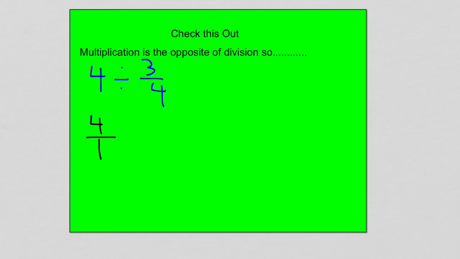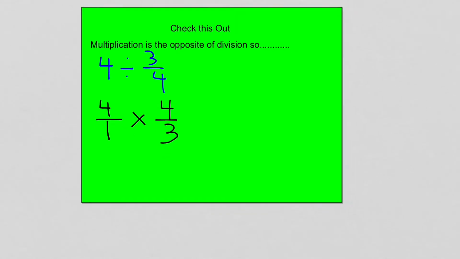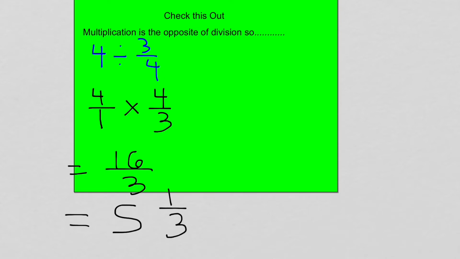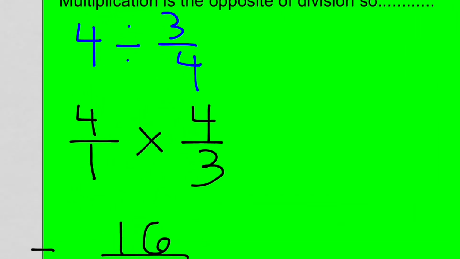4/1 times, flip the last fraction to 4/3. And then what you get is 4 times 4 is 16, and 1 times 3 is 3. And 3 goes into 16 5 times, remainder 1 out of 3. Now I call this method, this isn't the official math term, I call it keep the first fraction the same, change the divide to multiply, and flip 3/4 to 4/3.